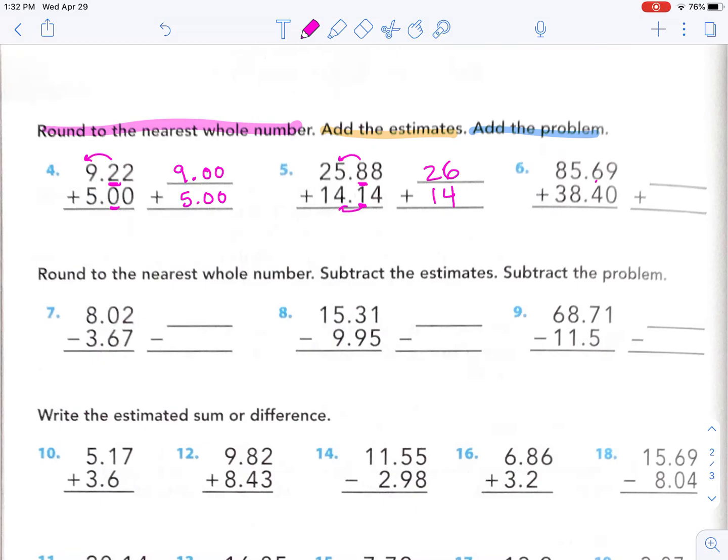85.69. So think of that as like $85.69. Well, our bossy number is in the tenths place. The tenths place is always going to boss the whole number. Okay, that's the rule for decimals. The tenths place is going to boss the whole number. So 5 and up, round up. So 85 becomes what? 86. Okay, here's our bossy tenths place. Ooh, 4 and down, round back down to 38. I'm going to scoot that over.